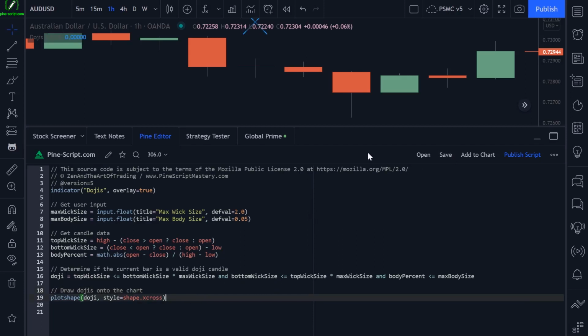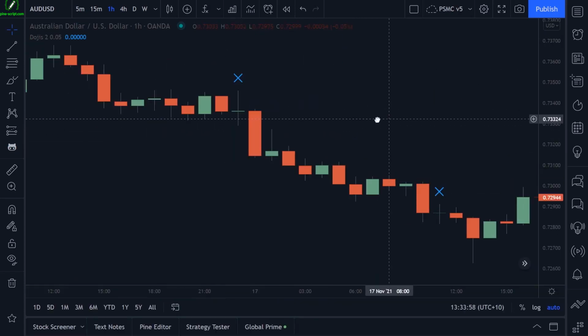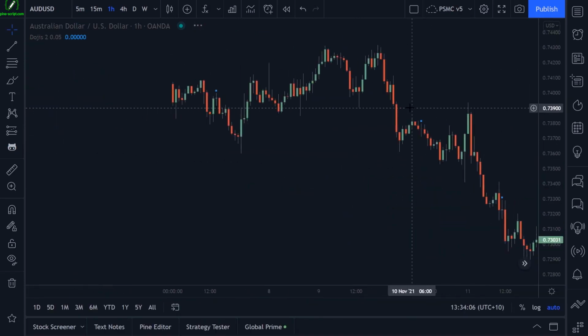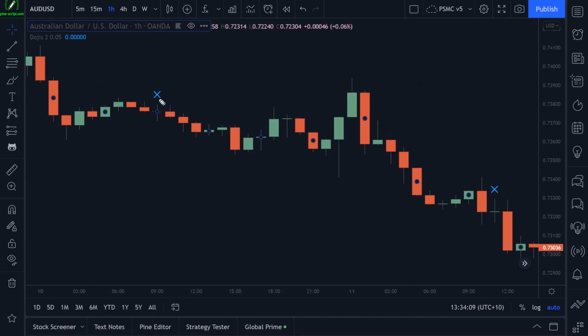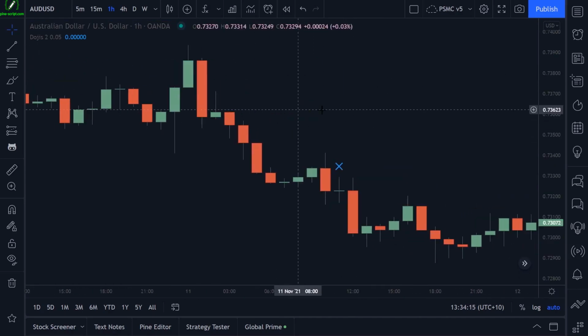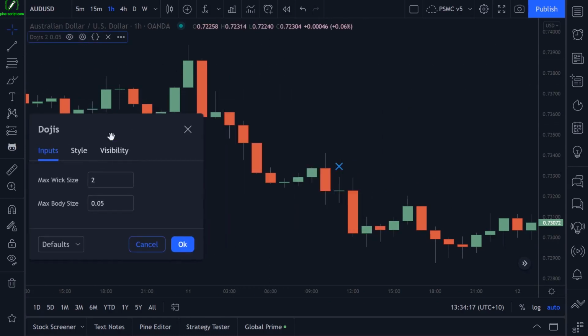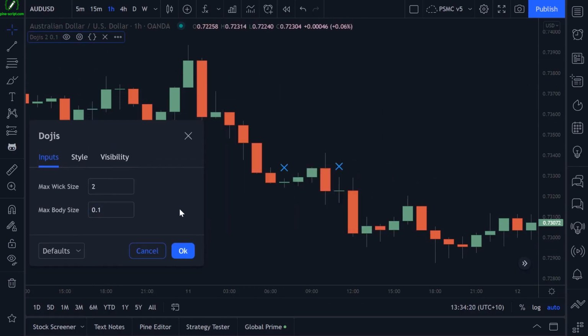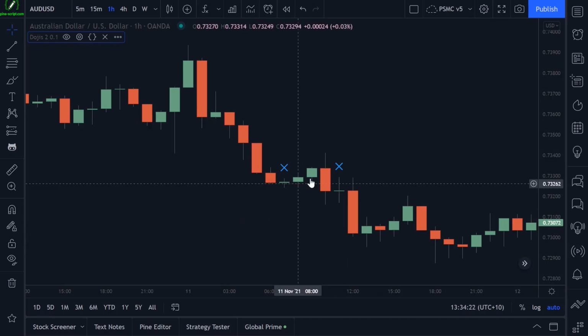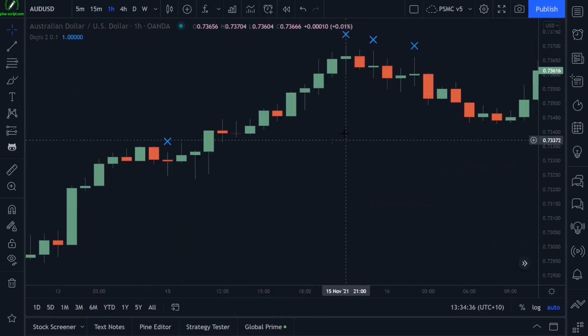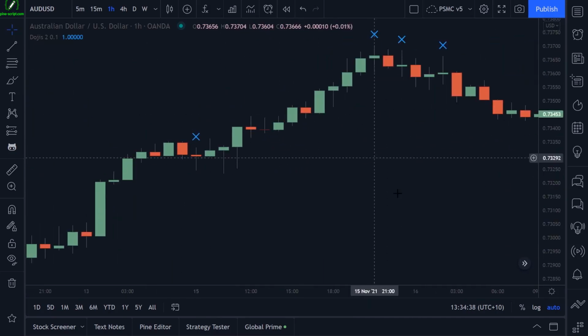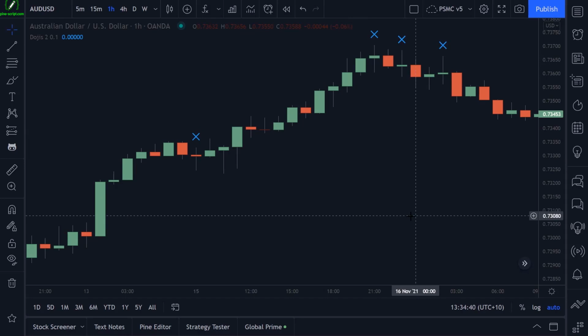So there we go. Our code is now detecting doji candles. If I zoom right out, there are several examples here of doji candles and invalid doji candles. We can tweak our variables here, so I could set this to 10% of the total bar size. And now we're detecting even more doji candles, and we're pretty much done. All that's left to do now is add filters to this candlestick pattern to increase its accuracy.